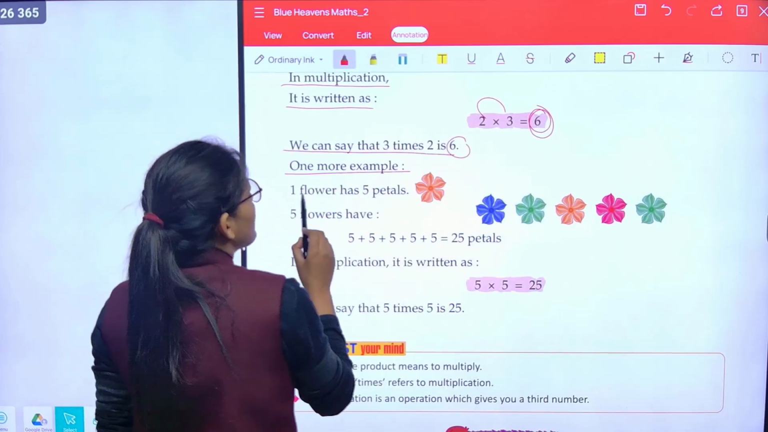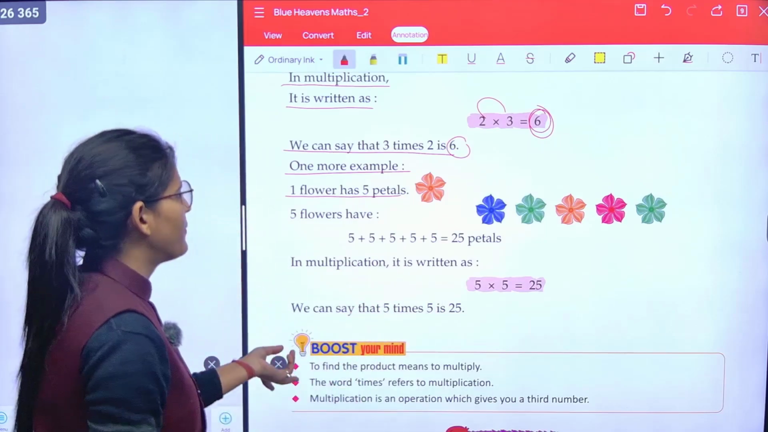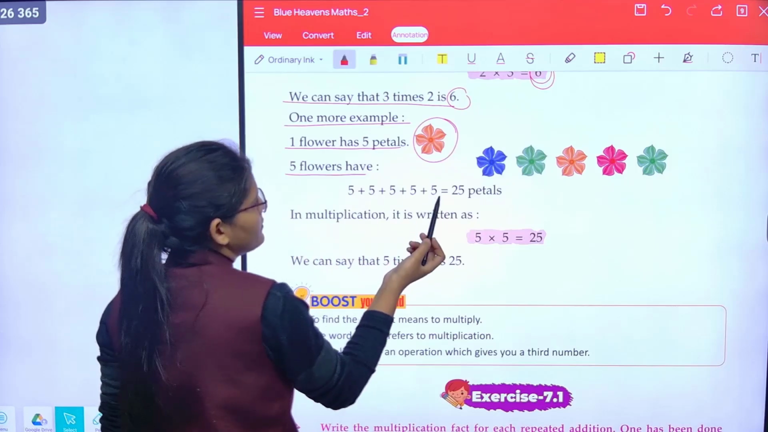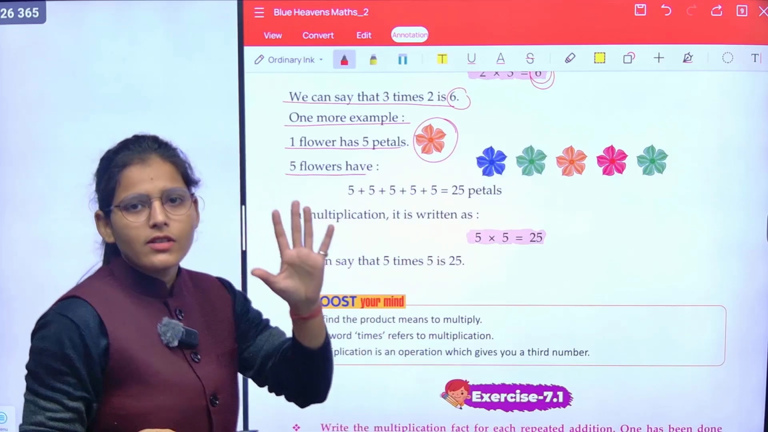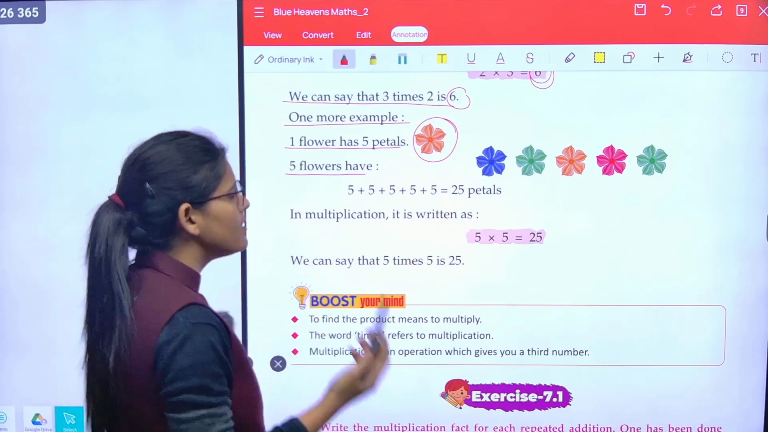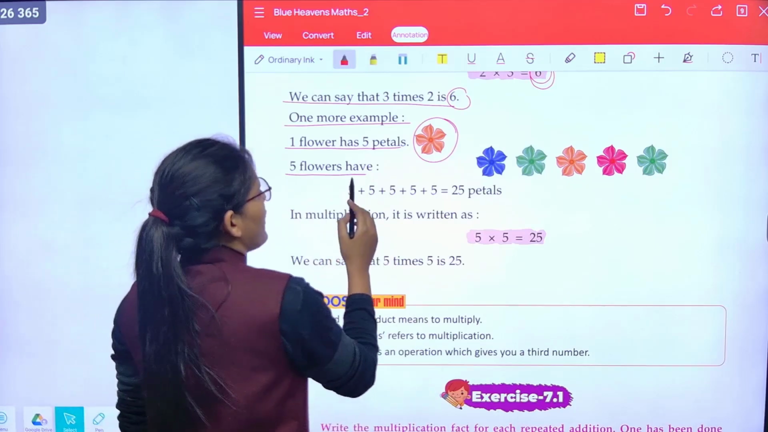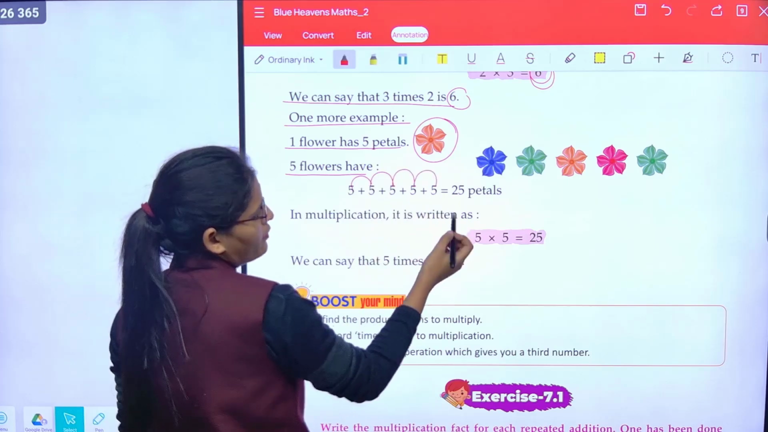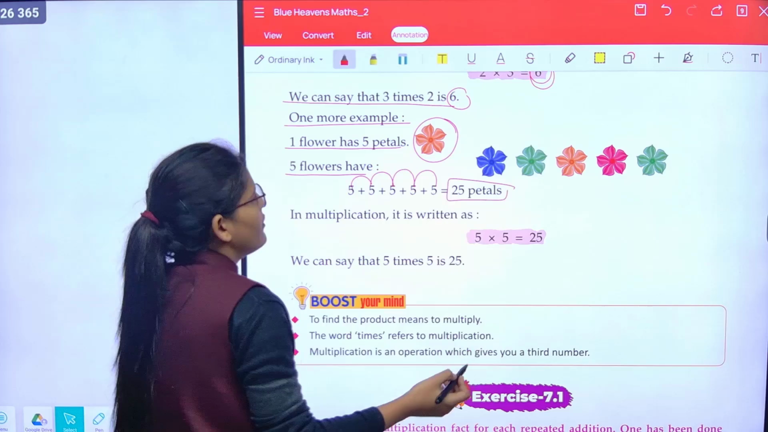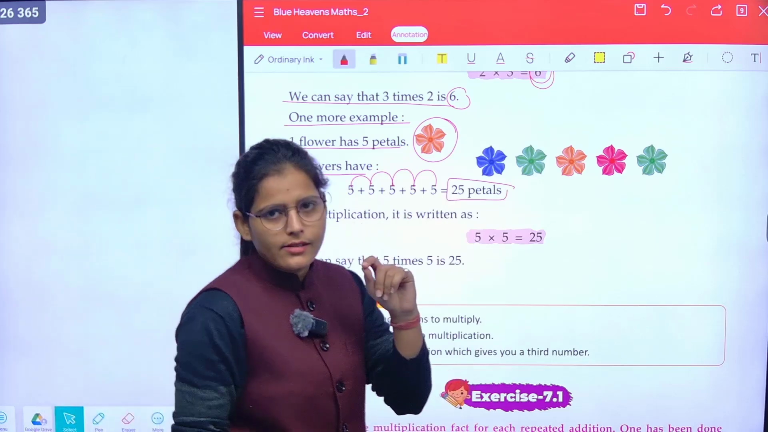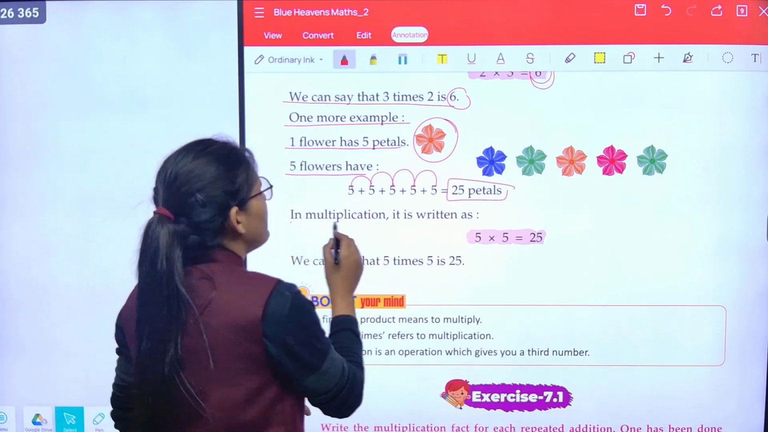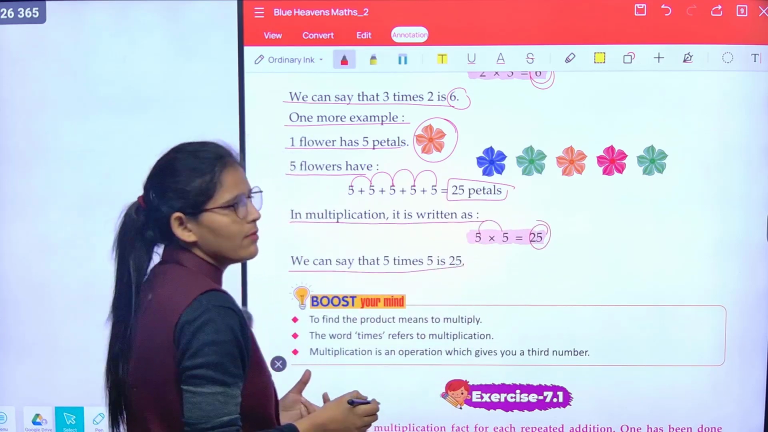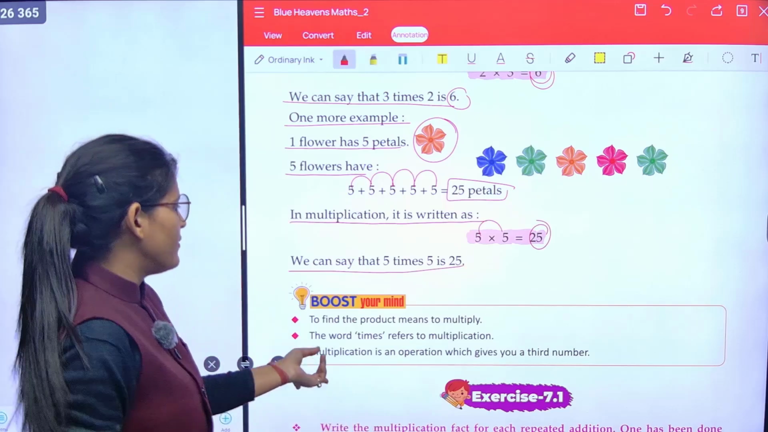One more example. A flower has 5 petals. There are 5 flowers. How many petals will there be in 5 flowers? Now 5 plus 5 is 10, 10 plus 5 is 15, plus 5 is 20, plus 5 is 25. So 5 flowers have 25 petals. Now in multiplication it is written as 5 5s are 25. Now we can say that 5 times 5 is equal to 25.